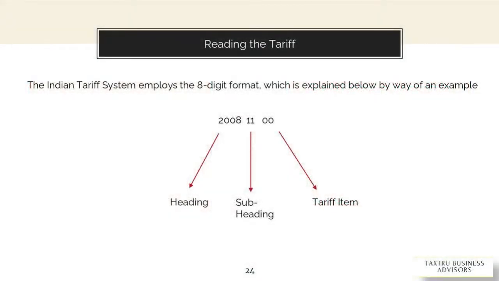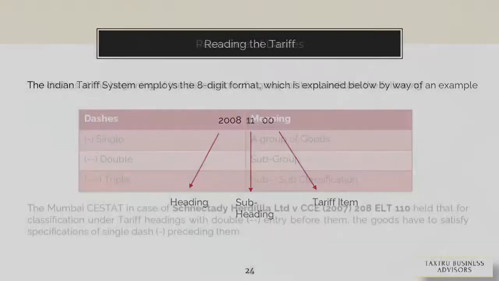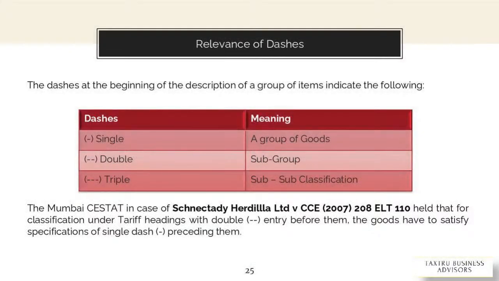Now this is the structure in which all these tariffs are coded. Suppose we are talking about the 8-digit tariff which the Indian tariff system follows, 2008-1100. This is the tariff HSN, the 8-digit HSN code. How it is designed: the first 4 digits are the heading, the next 2 digits are the subheading, and the last 2 digits speak about the tariff item.